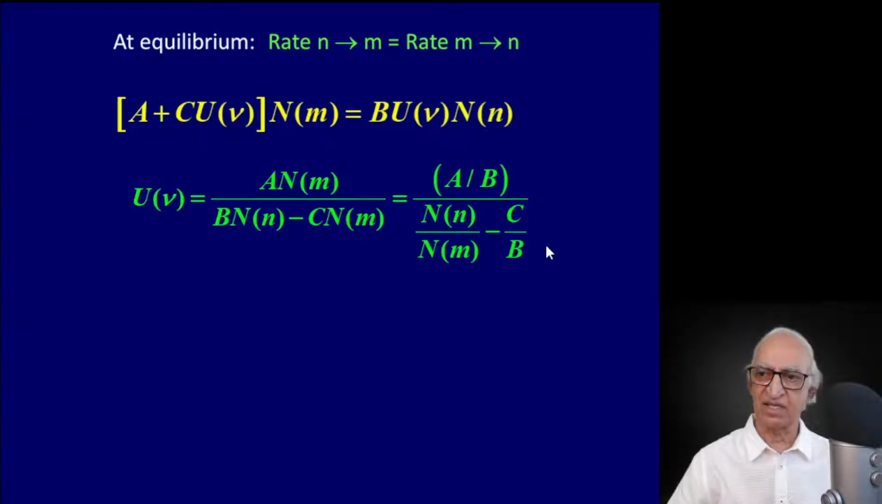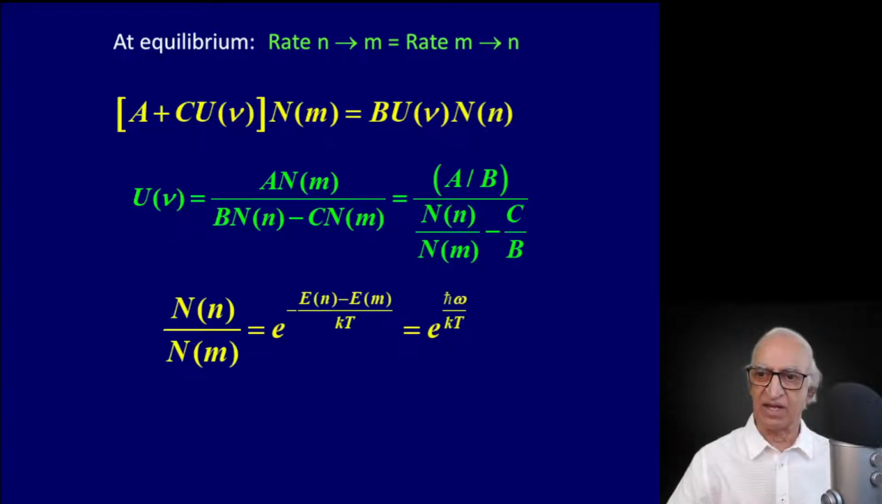So this is the radiation field. We have solved for the radiation field. Now, in thermodynamic equilibrium, the ratio of the number of atoms or molecules in the level N divided by the number of atoms or molecules in the level M is given by e to the power minus the energy level difference divided by kT, which can be written as e to the power minus h bar omega over kT, or h nu divided by kT, and that's what Bohr taught us way back in 1913.